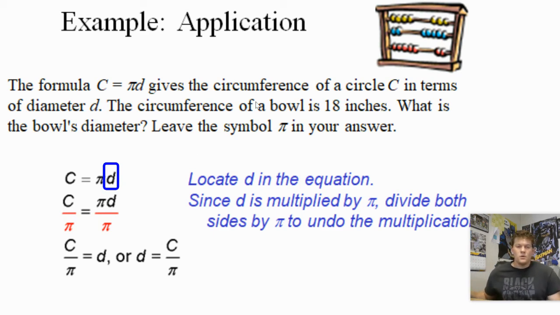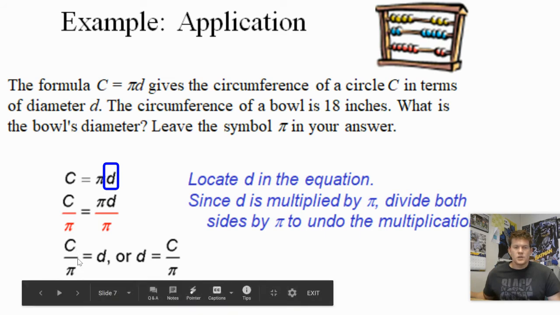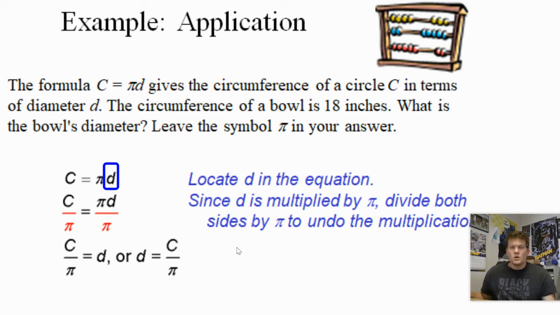Now notice the way they also wrote it. They wrote it as circumference over pi equals diameter, or diameter equals circumference over pi. Same thing, it's just the order switched. And with equations, with equal signs, you could do that. Doesn't make much of a difference. So we've taken our formula, solved for diameter.